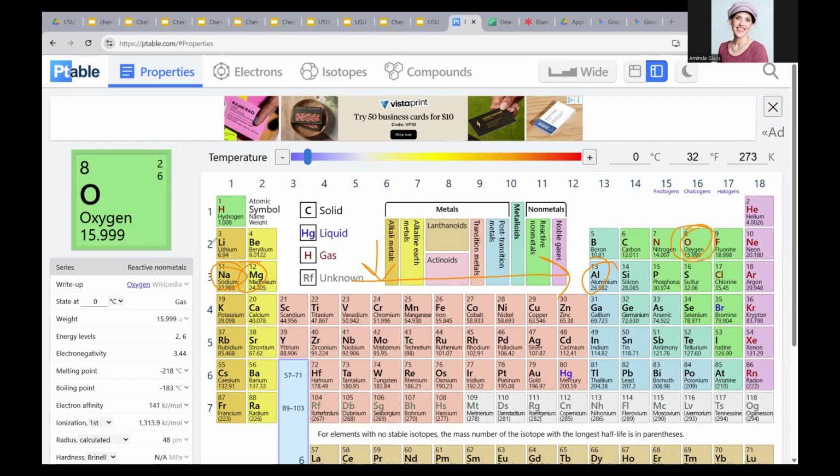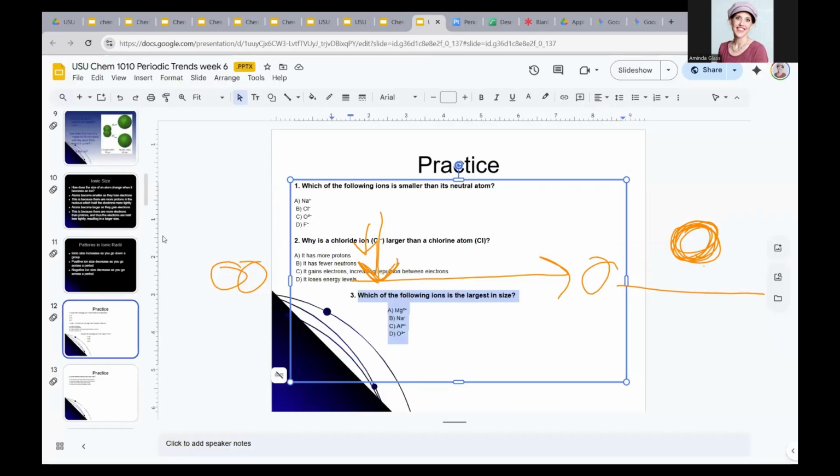Now, oxygen is not in the same period. We also know that as we go down the periodic table, the size of ions increases. So oxygen, since it's not in the same row, would be the correct answer. Let me know if you have questions, and I'm happy to help.